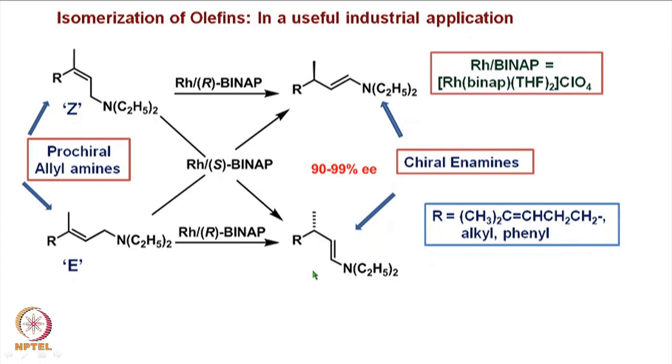So these types of chiral enamines have been utilized in the synthesis of a variety of important compounds which are optically pure, and the optical purity has been found to be in the range of 90 to 99%. As one can see, the R group here has a lot of scope, for example, alkyls or phenyls, and various kinds of substitutions can be utilized. So it is an easy method for converting a prochiral allyl amine to chiral enamine using rhodium based catalyst and BINAP based chiral ligands.